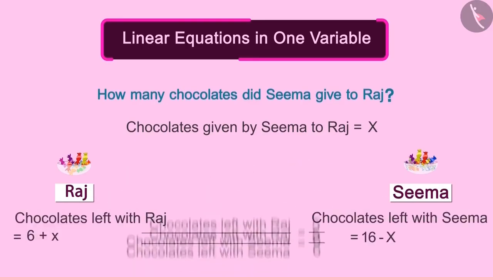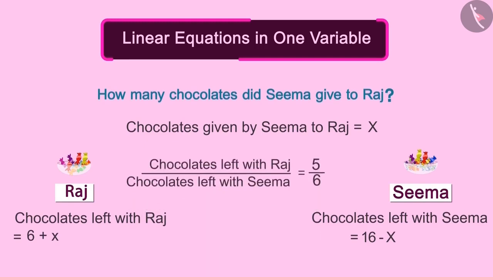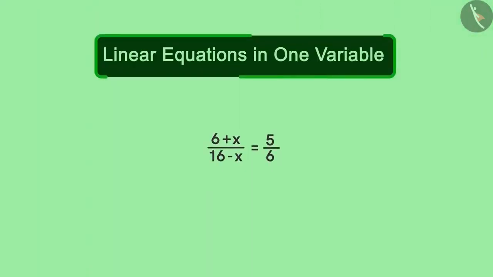Let us move on to the next information we have. It is given that after Seema gave some chocolates to Raj, the ratio of number of chocolates of Raj and Seema is 5:6. Therefore, we can write this ratio in this way by using these expressions. So finally, we have got an equation. But don't you find this equation a bit complex? Let us make this equation easier.